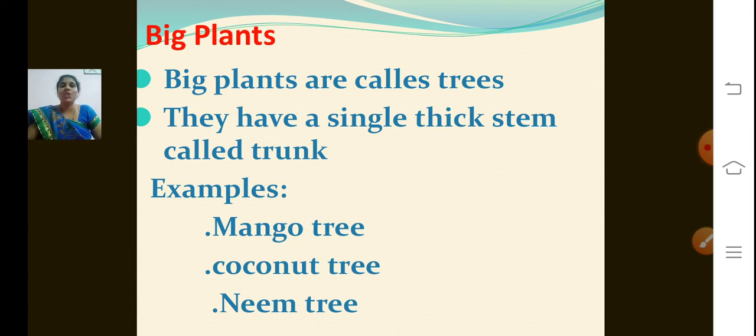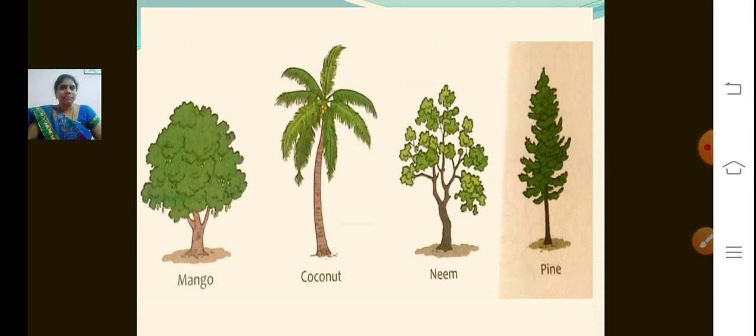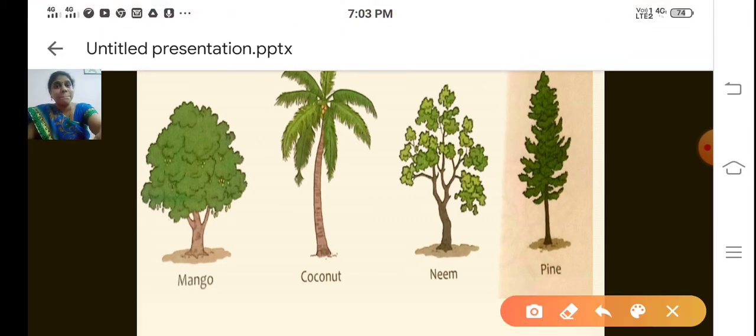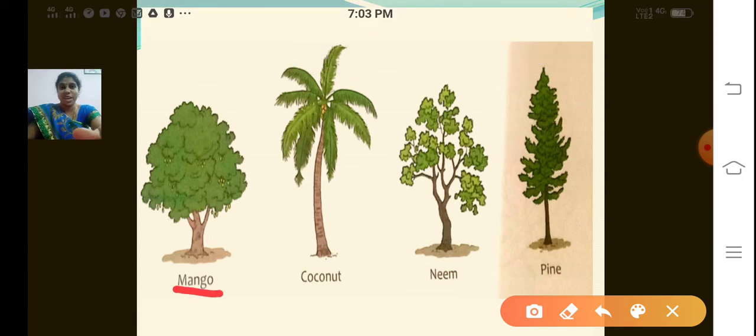Big plants are called trees. They have a single thick stem called trunk. And examples, mango tree. Just see here. You can get more mangoes, right? Coconut tree, neem tree, and pine tree.